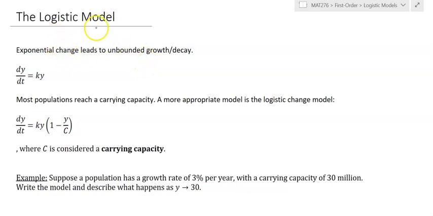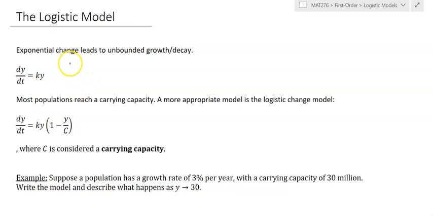Advantages of working with an exponential model is that there is unbounded growth or decay, meaning that in any situation where y changes proportionally to the size of y, we have exponential growth or decay. If k is bigger than 0, we're talking growth. If k is less than 0, we're talking decay.